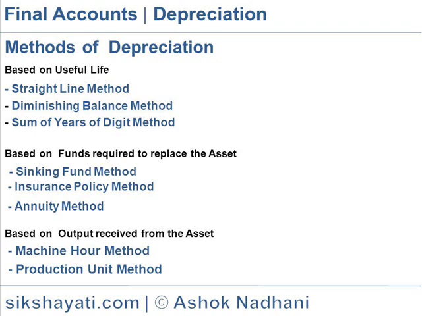Based on output received from the asset: Machine hour method, working machine hours is computed on expected life of asset. The depreciation is charged applying the machine hour rate. Production unit method, the method is used on depleting assets like mines, quarries, etc., like depletion method.